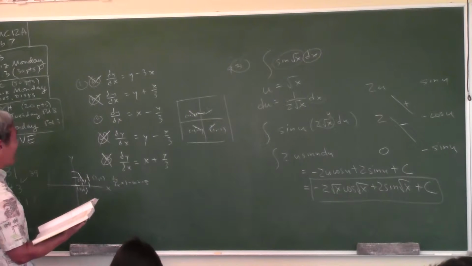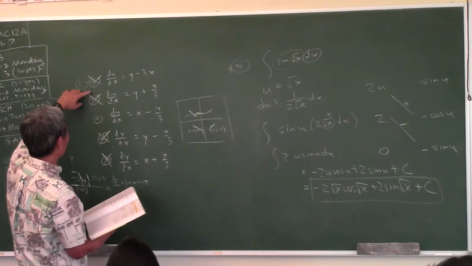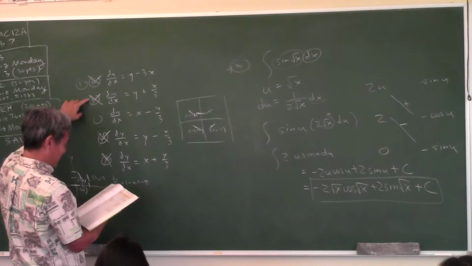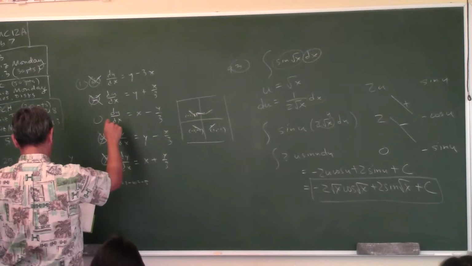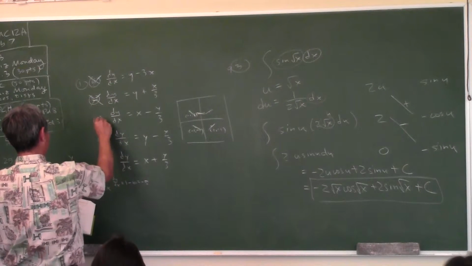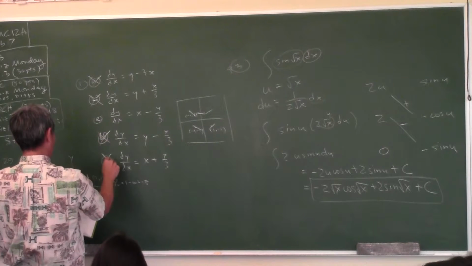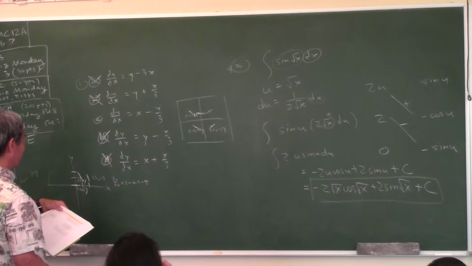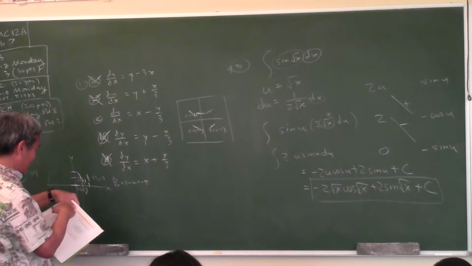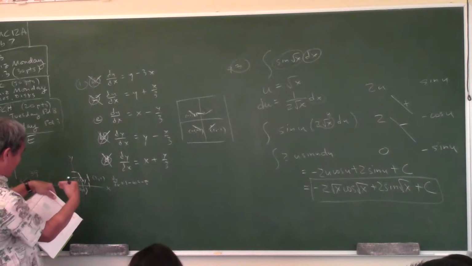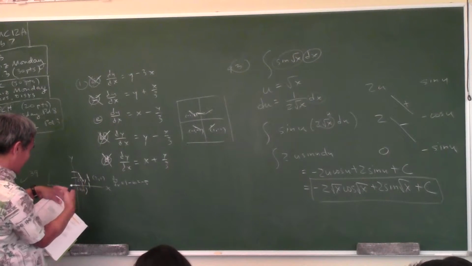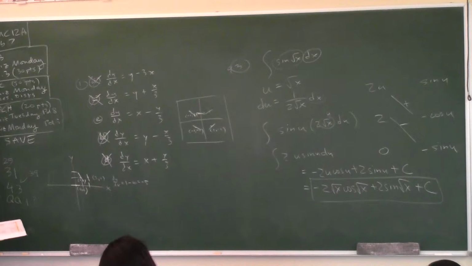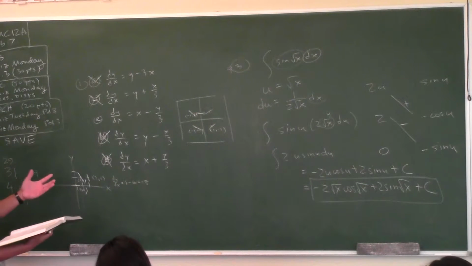Wait a minute. It's E. I wrote it wrong. This is A. No, E. No, this is C. I wrote it wrong. A, C, E, B, and D. So did I get it right? Yeah. Oh, wow. Anyway, that's how you do the problem.